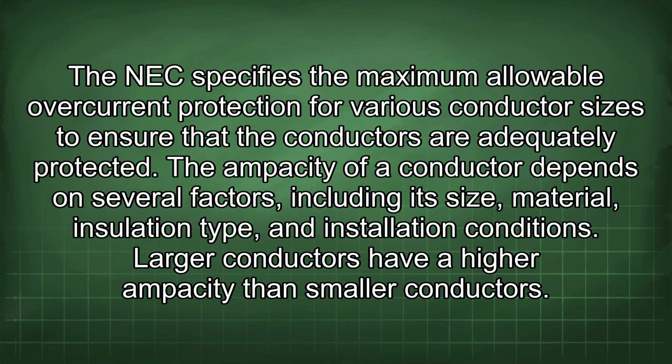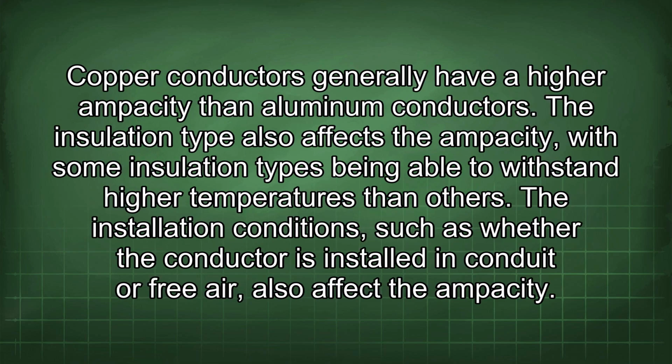The ampacity of a conductor depends on several factors, including its size, material, insulation type, and installation conditions. Larger conductors have a higher ampacity than smaller conductors. Copper conductors generally have a higher ampacity than aluminum conductors. The insulation type also affects the ampacity, with some insulation types being able to withstand higher temperatures than others. The installation conditions, such as whether the conductor is installed in conduit or free air, also affect the ampacity.